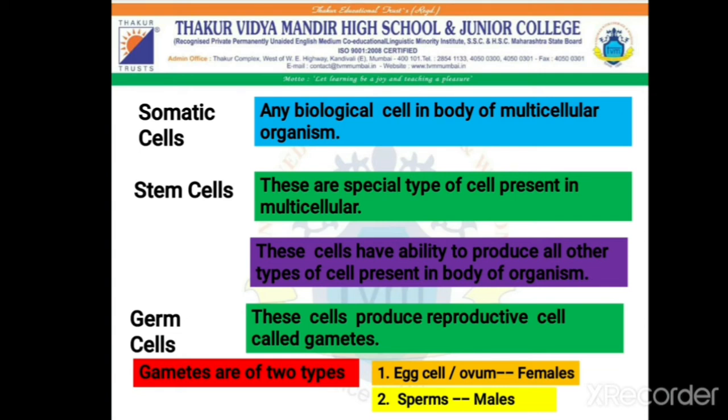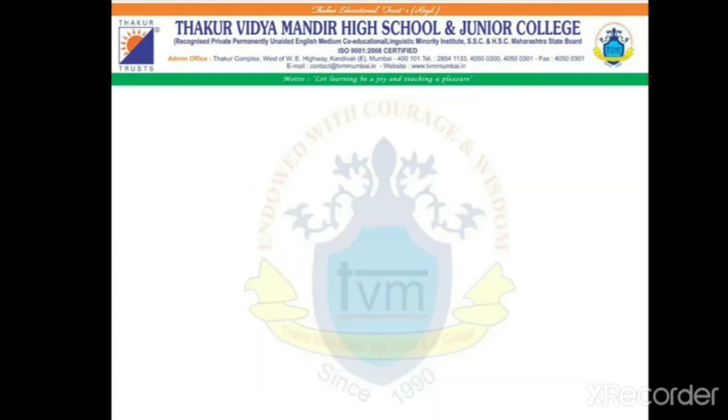So, that is about these three terms which we will be using in this part, that is somatic cells, stem cells, and germ cells. So we know somatic cells are biological cells which are present in the body of a multicellular organism. Stem cells are the special types of cells which are present in multicellular organisms, whereas the function of the germ cell is to produce the cells called gametes.